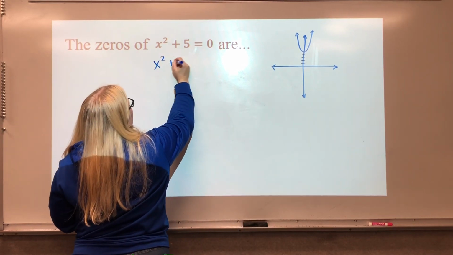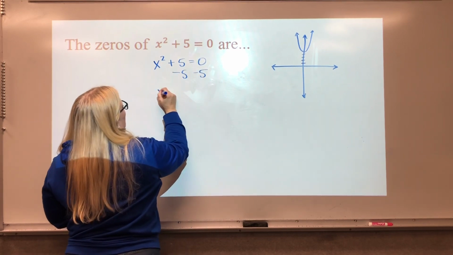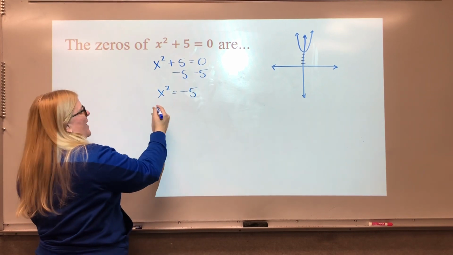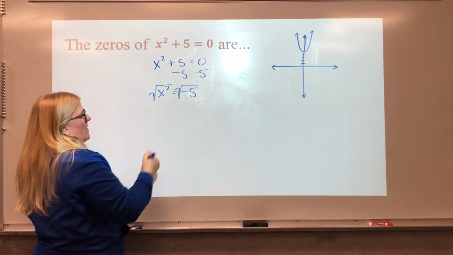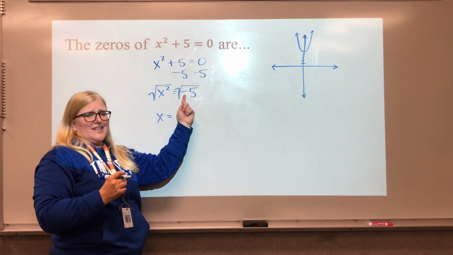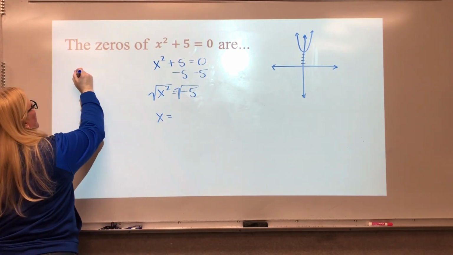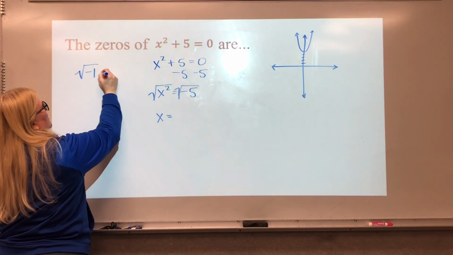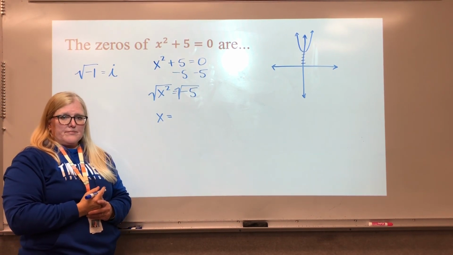So x squared plus 5 equals 0. If I subtract 5 from both sides, I get x squared equals -5. And then to get x by itself, I have to take the square root of both sides. So I get x equals, all right, well this is where people go, we can't take the square root of a negative. Well, actually, what is the square root of -1? It's i. It's an imaginary number. It's a complex number.